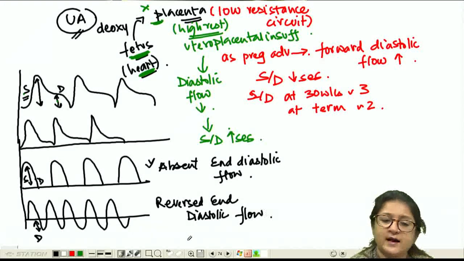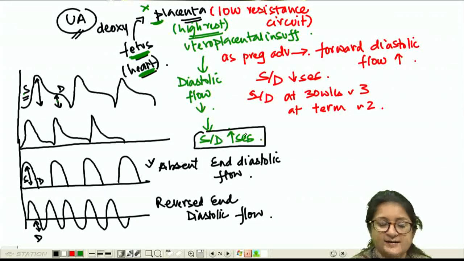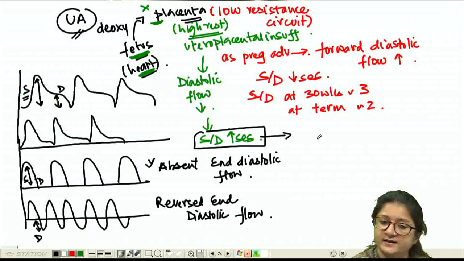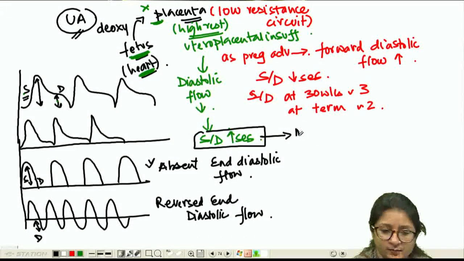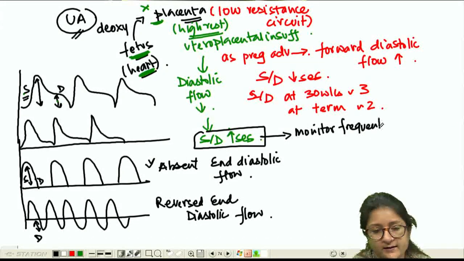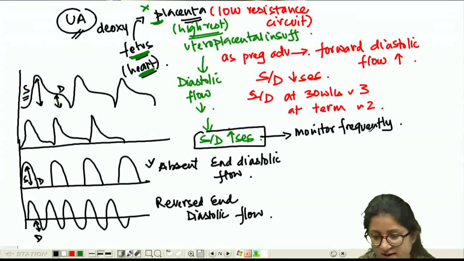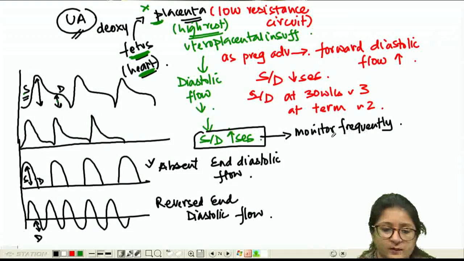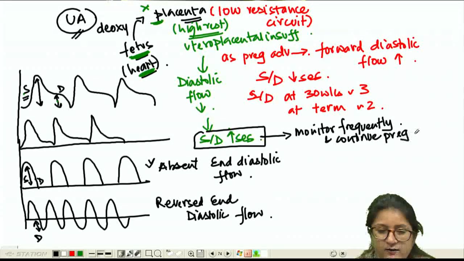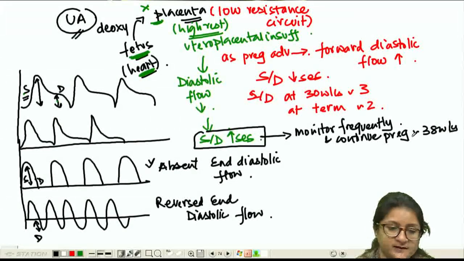Now the decision to time the delivery depends upon the Doppler characteristics. As long as the SD ratio is increasing, we can keep monitoring, monitor frequently, and try to take the pregnancy till term. We try to take the pregnancy till 38 weeks at least. Monitor more frequently and continue the pregnancy, as near term as possible.